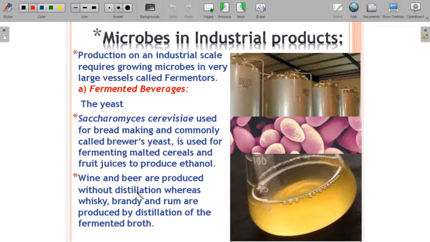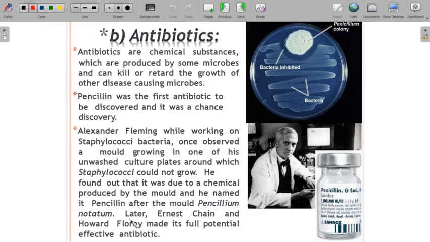So wine and beer are produced without distillation. There is no such step of just taking the product, filtering it and giving it to us. It is wine and beer. Whereas whiskey, brandy, and rum are produced by distillation of the fermented product. I have not included any single term from outside. This is what is there in your book only.